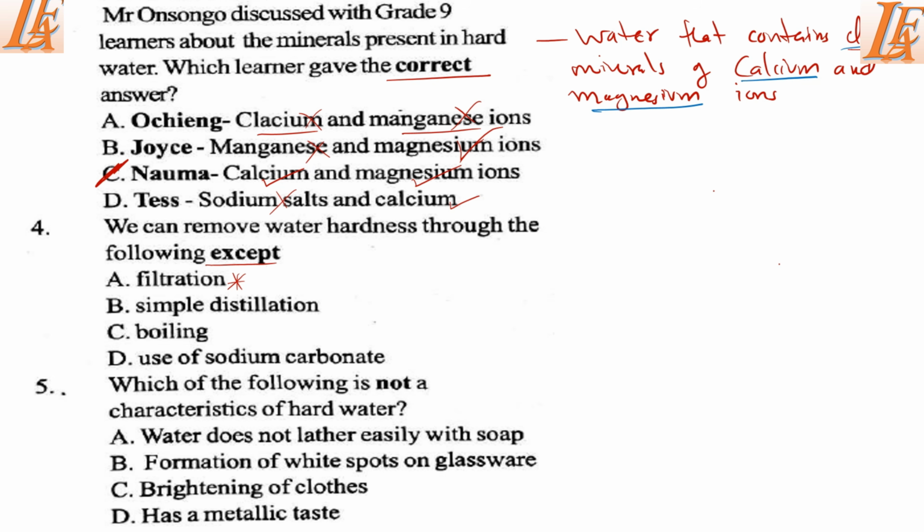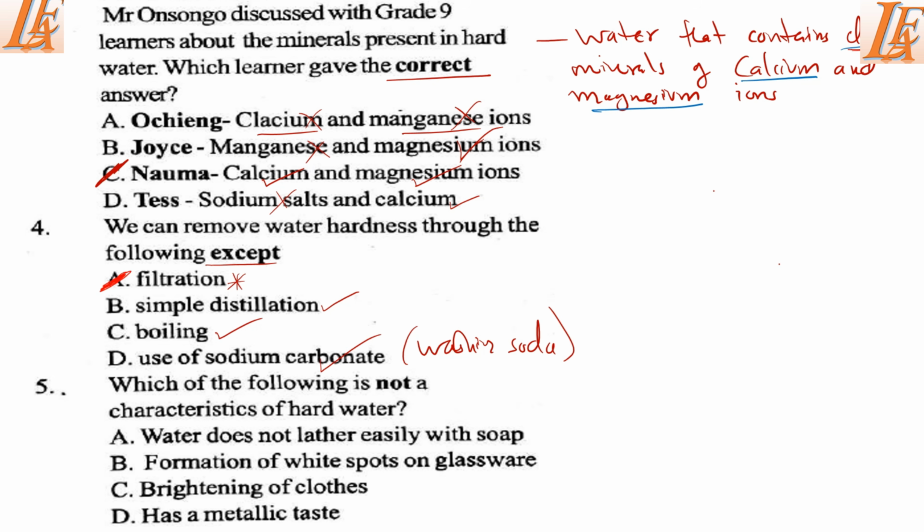Then the second one is simple distillation. Simple distillation is correct. You can use it to remove water hardness. Boiling can be used to remove water hardness, is correct. Use of sodium carbonate, sometimes we call this one washing soda. This one is also correct. So in this case, the one which is incorrect is filtration. Filtration cannot be used to separate substances which dissolve.